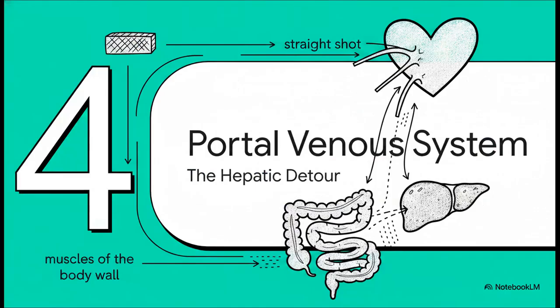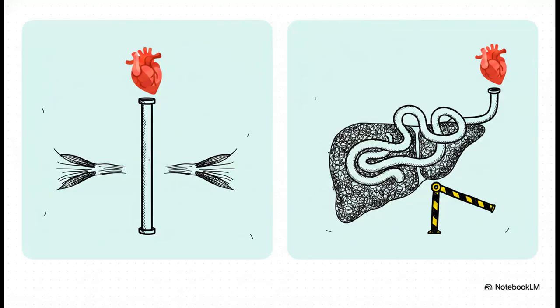Section 4. The portal venous system, the hepatic detour. As a surgeon, you've got to conceptually firewall the systemic IVC drainage from the nutrient-rich, filtering path of the portal venous system. They are totally different. The IVC is essentially just a pipe. It drains the body wall and urogenital organs directly back to the heart. But the portal system, that's a security checkpoint.